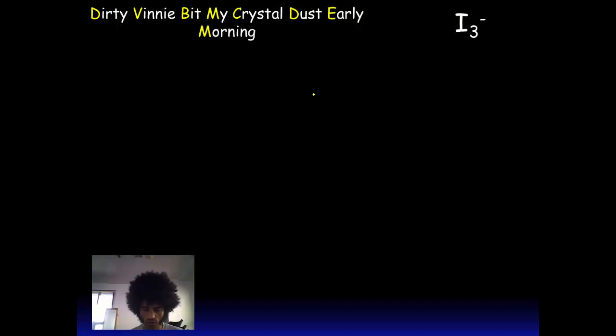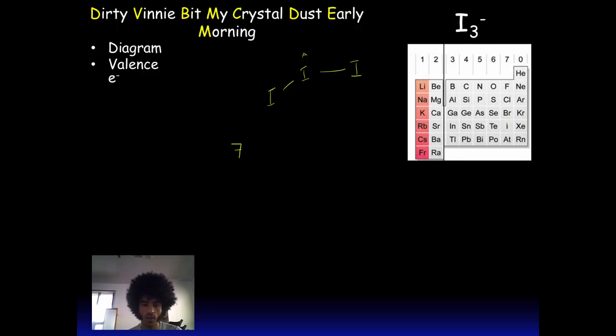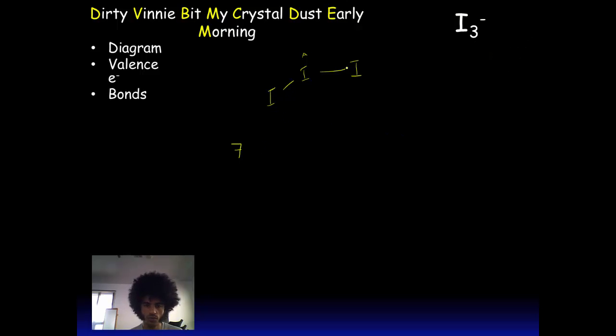Let's do I3-. Now I3- as a diagram, I'm going to assume looks like this. We'll see how that goes. We've now got to do valence electrons. This is my center, so I'm going to consider this A. It's got 7 valence electrons, and I know that because it's in group 7. Moving on, number of bonds, it's got 2 bonds, so 7 plus 2 equals 9. There are no multiple bonds here, but there is a charge, a minus, so I have to add 1. So 9 plus 1 equals 10. So I've got 10 electrons.